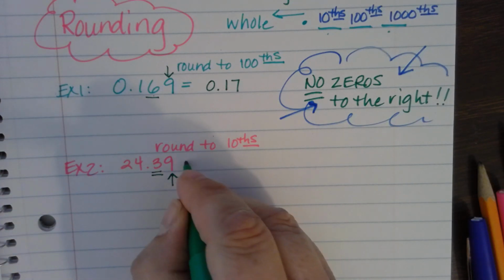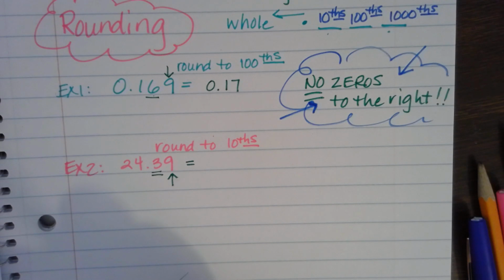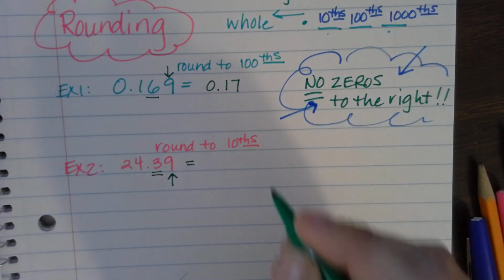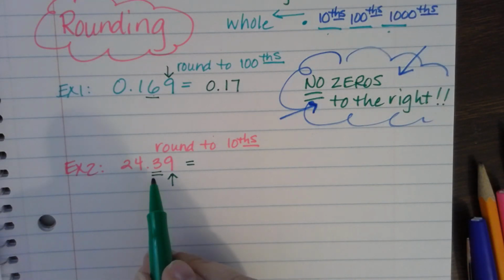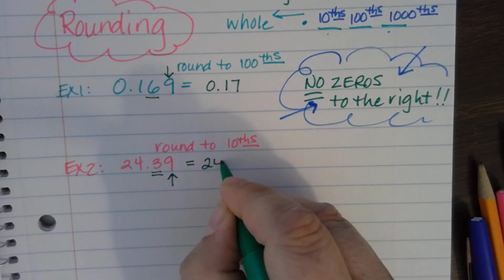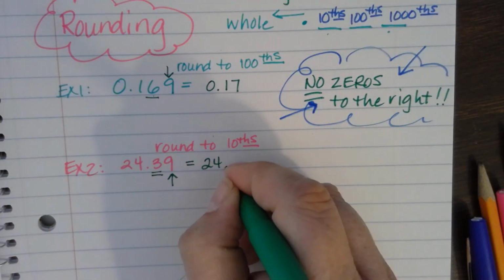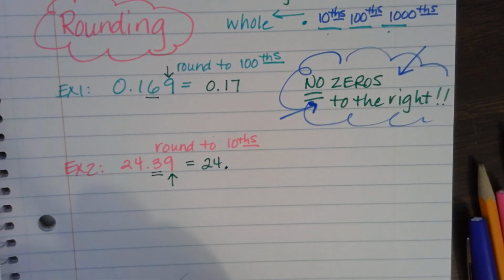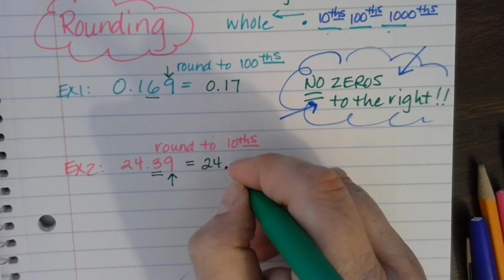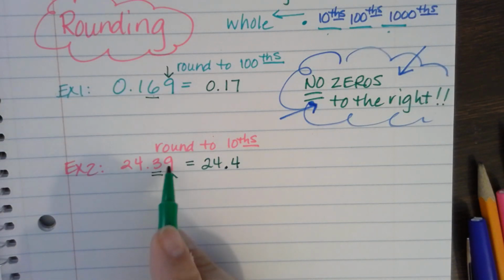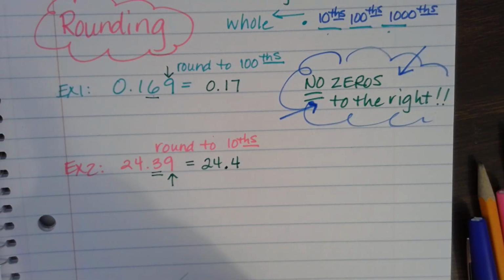Put the equal sign. Okay. Put a 24 decimal. Okay, I'm just going to stop there. So he's saying, go ahead and write the 24 decimal, and I'm just going to remind you that everything to the left stays the same. So I'm going to go ahead and copy that down like he's saying. And then the 3 would go there. The 3 becomes a 4 because the 9 is 5 or more.